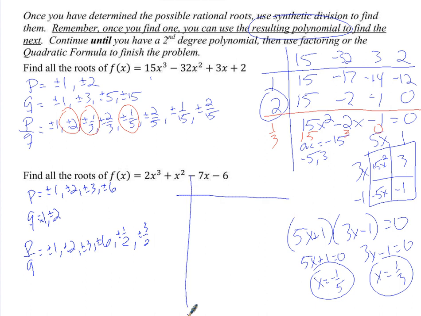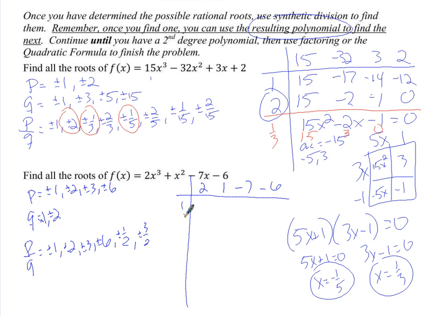Coefficients of the polynomial go across the top. Remember to include any zeros for missing terms. We do have all of our terms here, so 2, 1, negative 7, negative 6. Now just pick one and go. Hopefully you get lucky the first time. If not, then try a different one. You want to try 1?